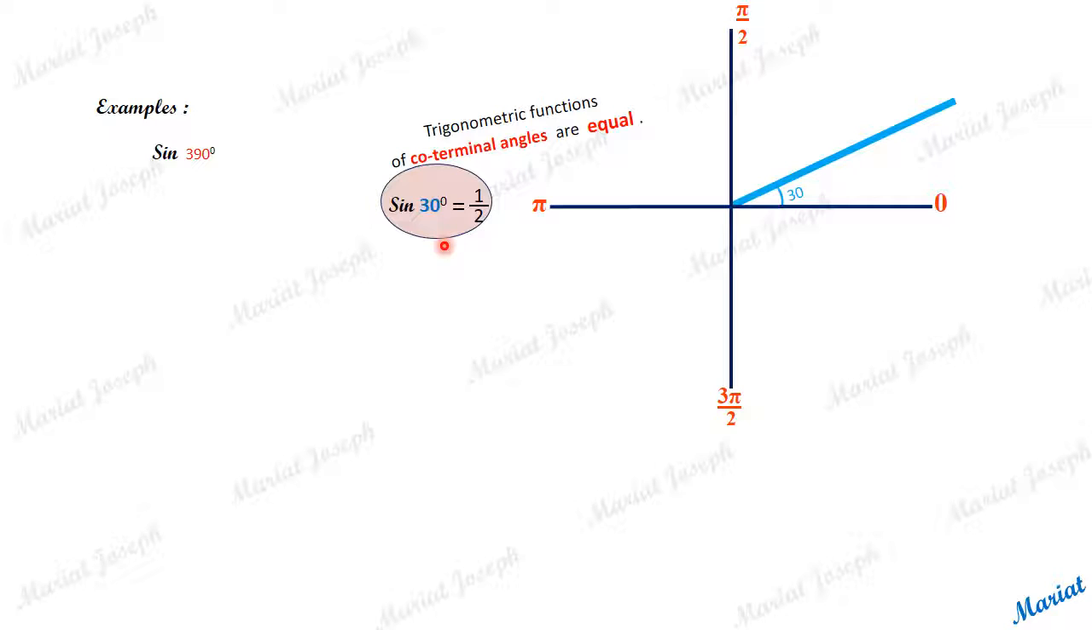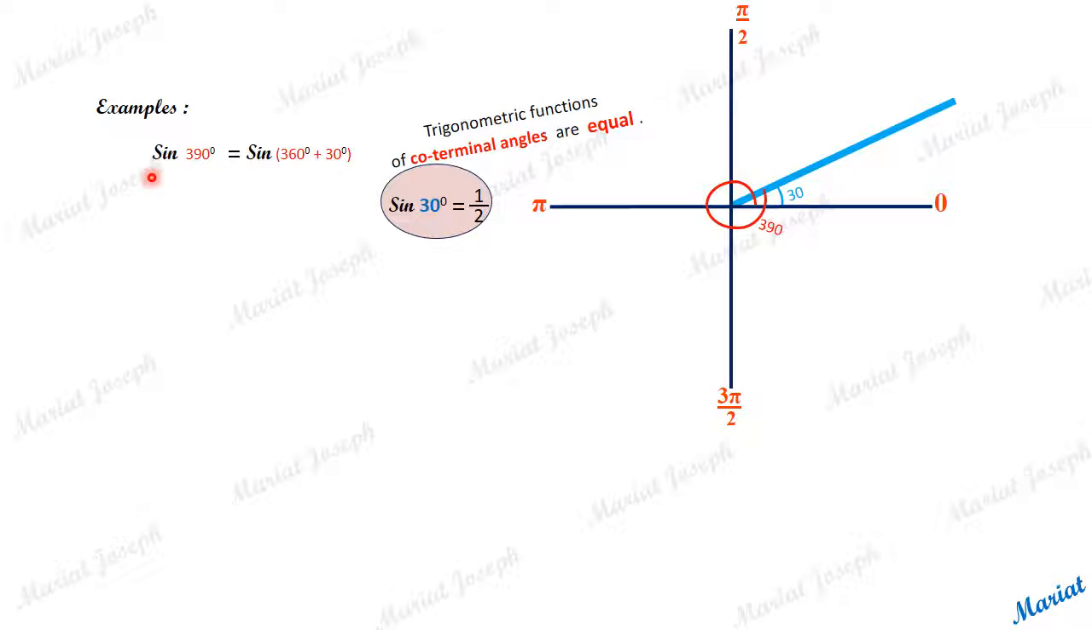Now, if we want to find out sin 390 degrees, what is 390 degrees? 390 degrees in standard position is drawn like this. That is, after one full rotation, 30 more, 360 plus 30. So rewrite this 390 as 360 degrees plus 30 degrees. This 360 degrees gives one full rotation. After that, 30 more. Because of that, we find 390 degrees and 30 degrees are coterminal angles.